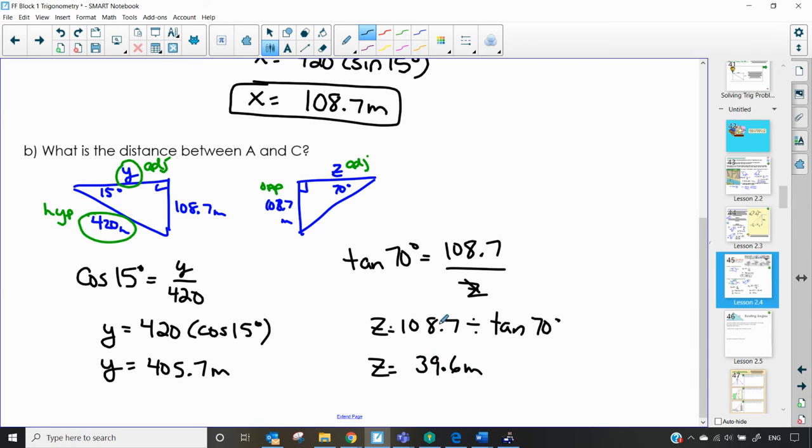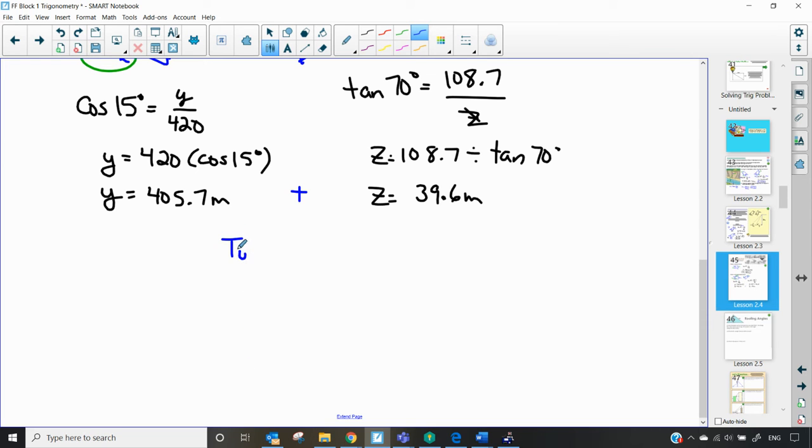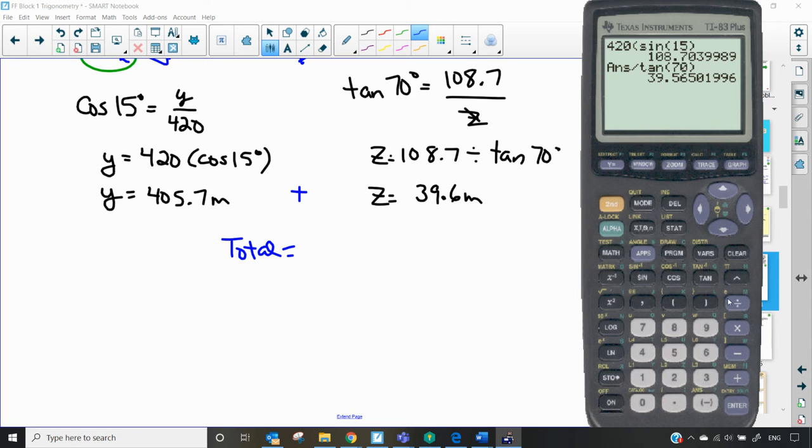Now, once I have those two amounts, all I need to do is add them together. So 405.7 plus 39.6 gives me a total. Again, on my calculator, I'm going to keep those answers exact. So I'm going to have to just type that one in one more time here. So 405.68847, added to the 39.56501996. Again, newer calculators, just scroll up. So rounding that off, we have 445.3.